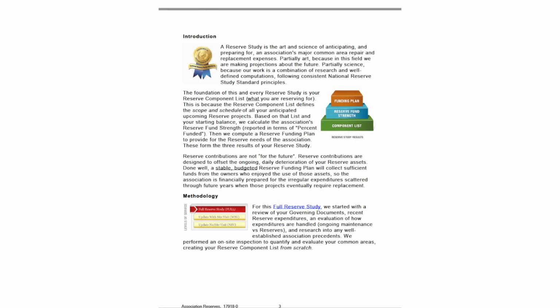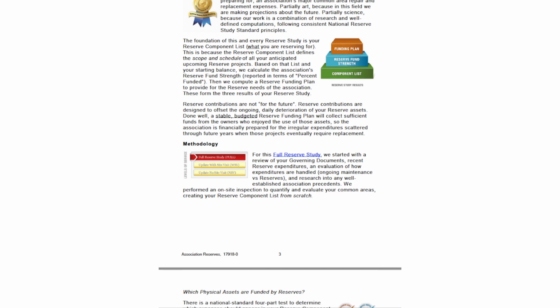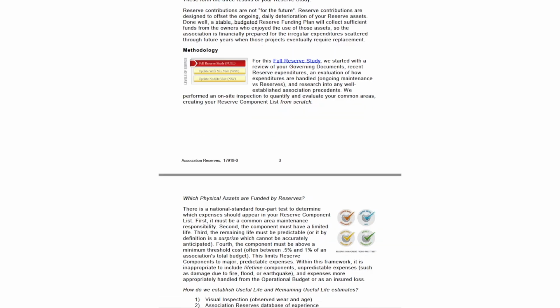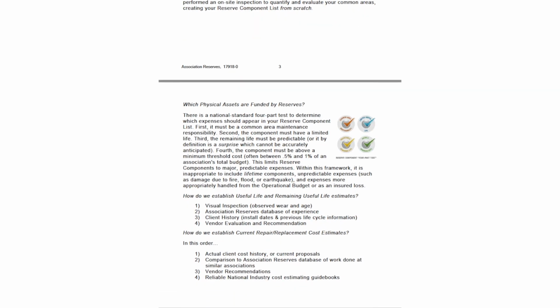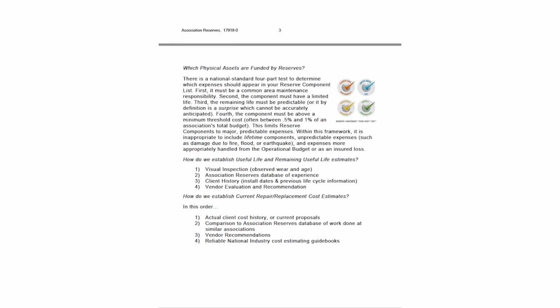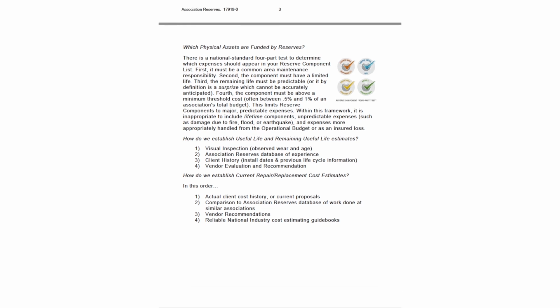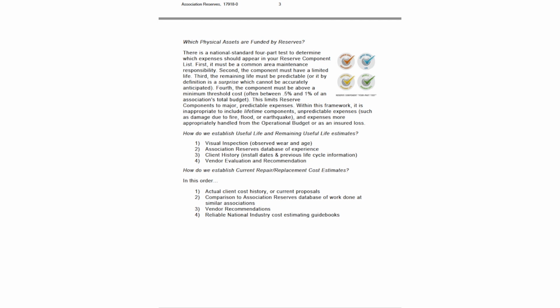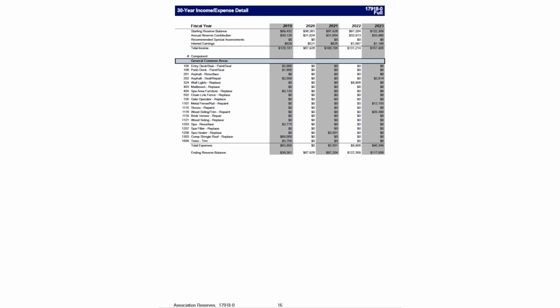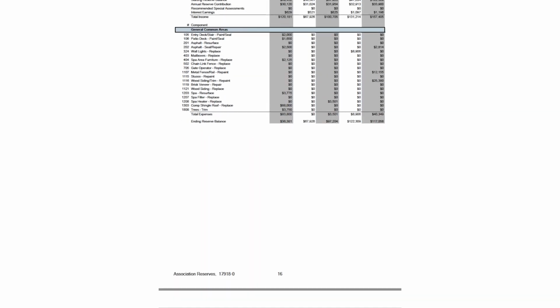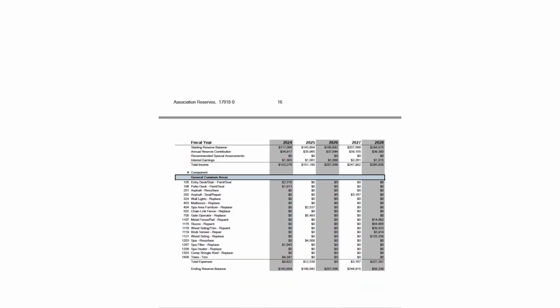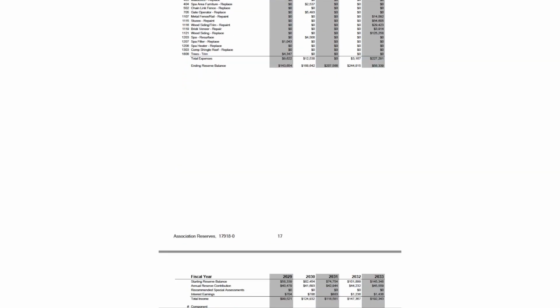Moving forward, please take time to review the rest of the report, which explains the reasoning and principles behind the recommendation. This includes multiple tables, graphs, and an income and expense detail. If you have engaged with Association Reserves for either a full or a with-site visit reserve study, then please review the inventory appendix located at the end of this report.